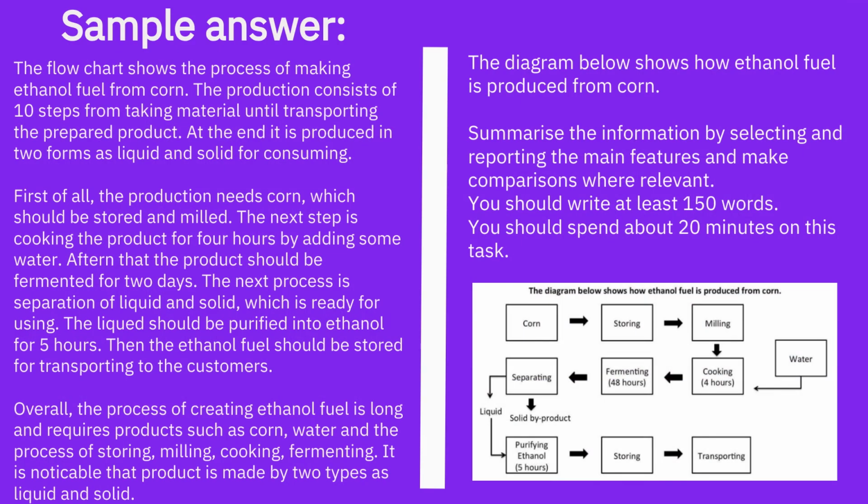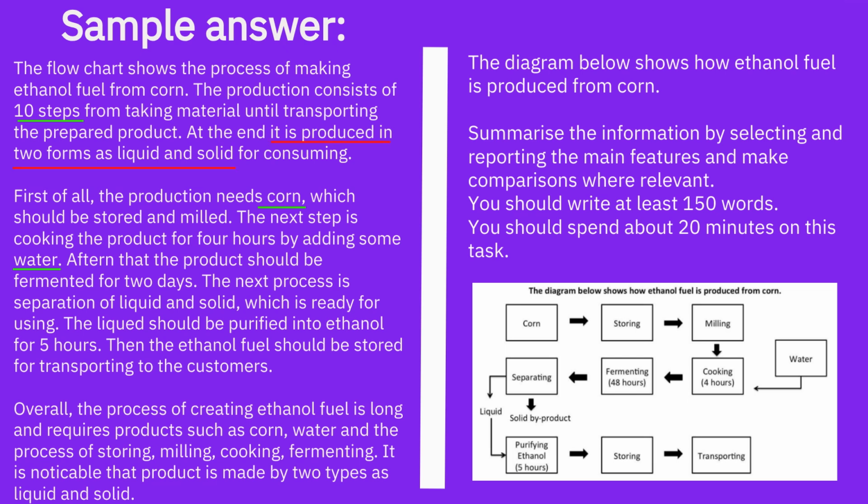Here is a sample answer. The estimated band score could be 6.0, 6.5. For the criteria of task achievement, the band is 6. This essay covered all steps of the process and mentioned key materials like corn and water. However, there are some inaccuracies and confusing phrasing.